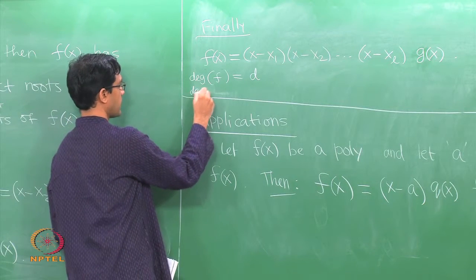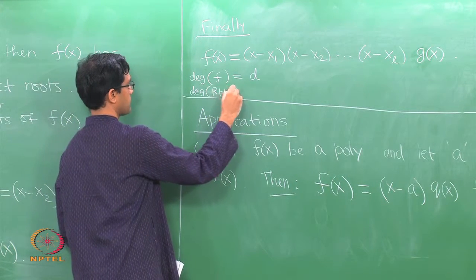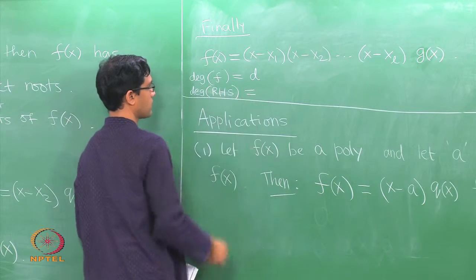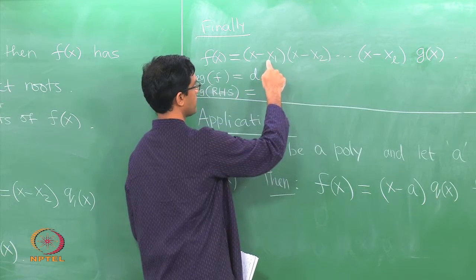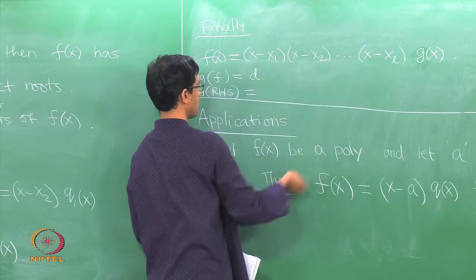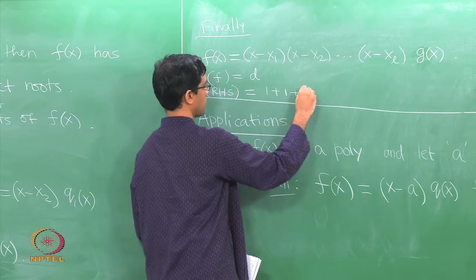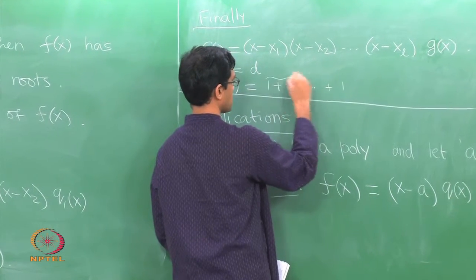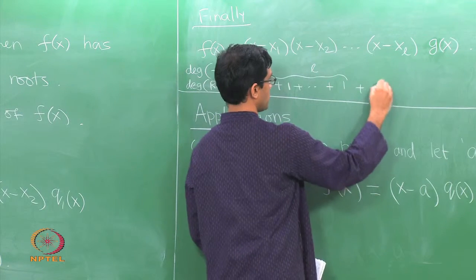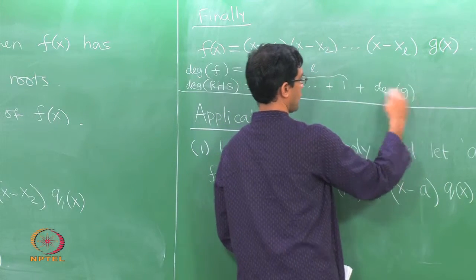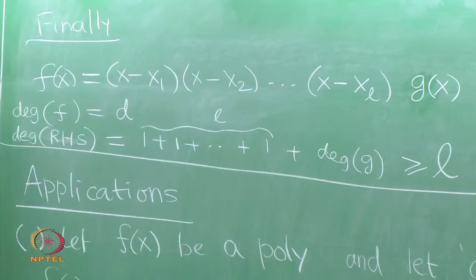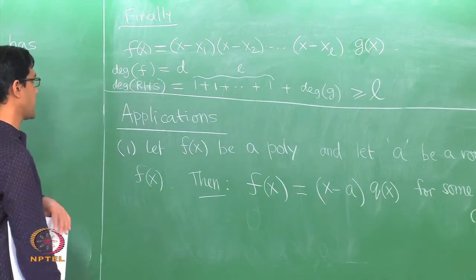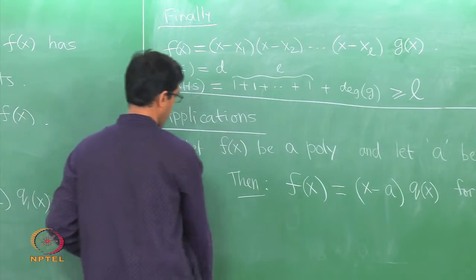The degree of the right hand side, abbreviate to RHS, is nothing but, remember the property, if you have a product, the degree just adds up. So each of these factors has degree 1, so it will be 1 plus 1 plus 1, I have L such ones, plus the degree of g. So whatever this is, at least L, okay. So the degree of the right hand side is at least L, whereas the degree of the left hand side is exactly D. So what do you conclude from here?